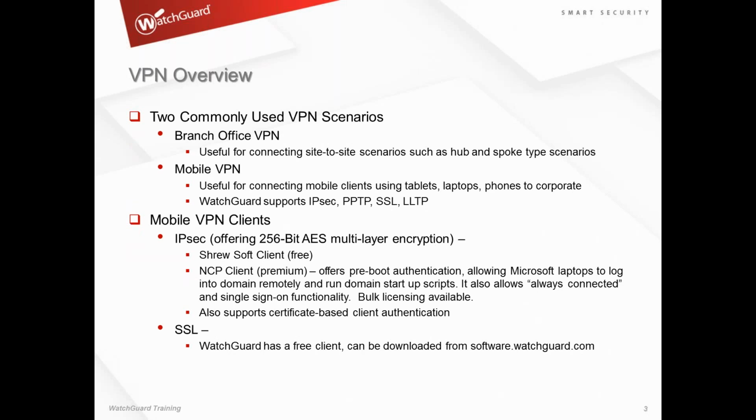Now, as we talk about a VPN overview, there's a number of different types of VPN, but two of the most commonly used VPN scenarios come to light. One is a branch office VPN, which is useful for connecting site-to-site scenarios, such as a hub and spoke. For instance, a retail shop to their corporate data center.